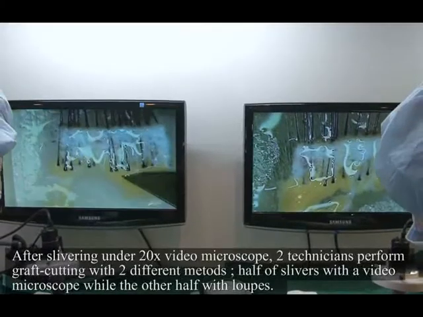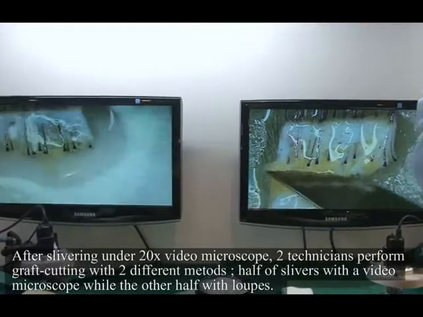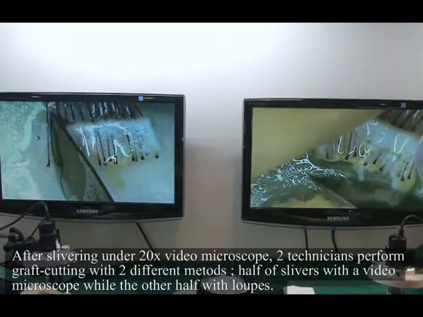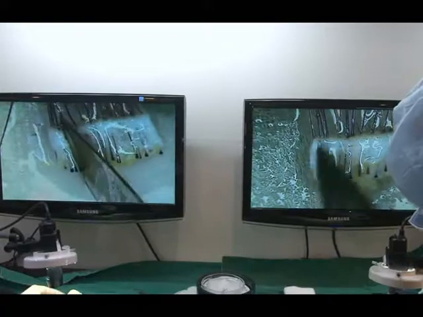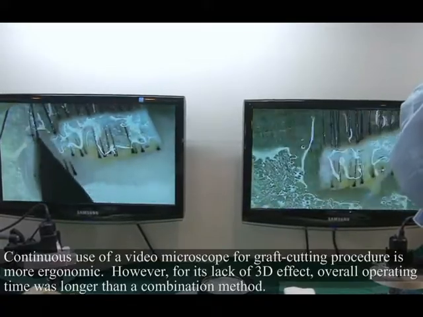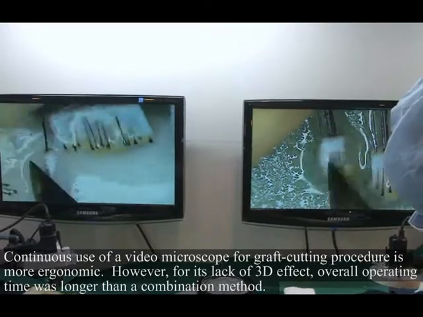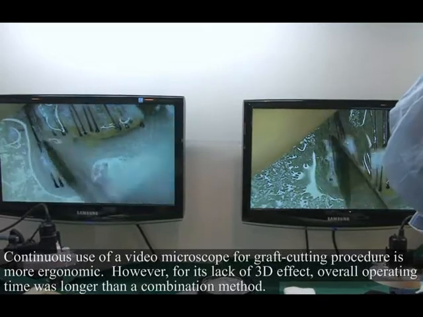After slivering under the 20-power video microscope, the technicians performed graft cutting with two different methods: half of the slivers with a video microscope, while the other half with loupes. Continuous use of a video microscope for the graft cutting procedure is more ergonomic. However, for its lack of 3D effect, overall operating time was longer than with a combination method.